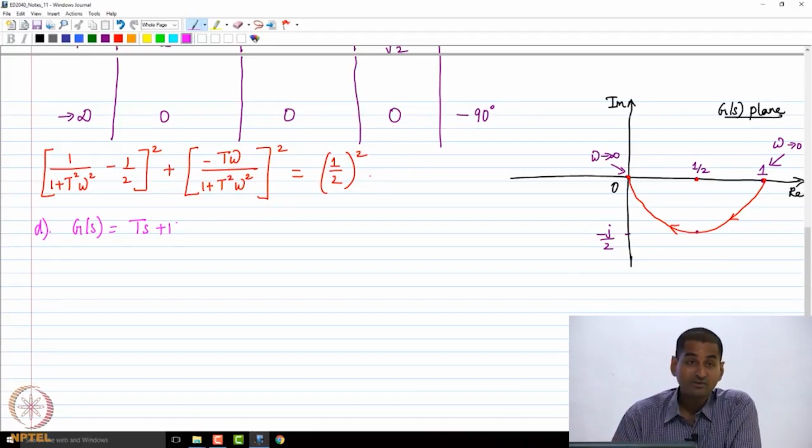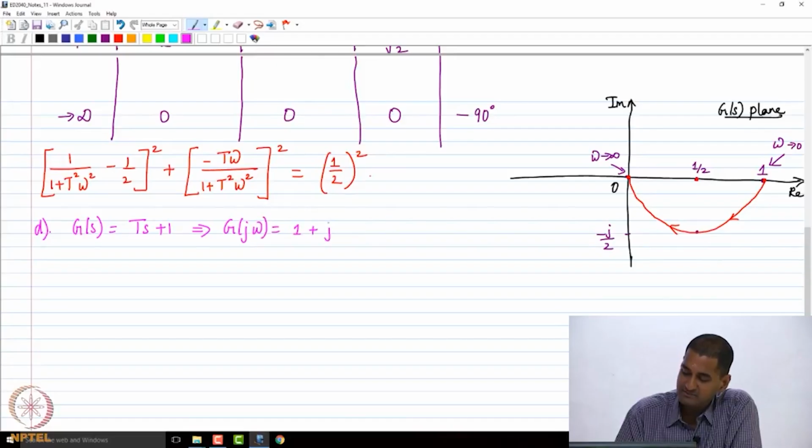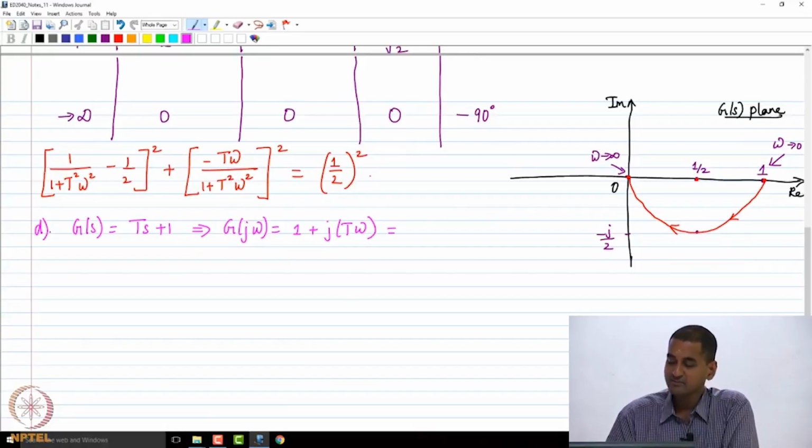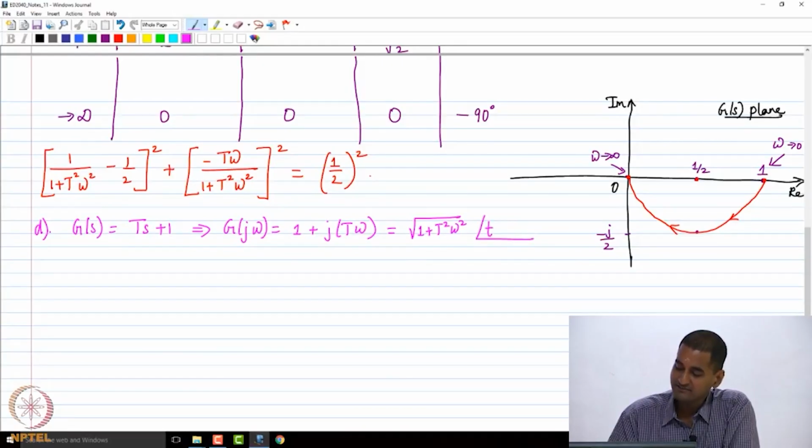Okay, so now let's see what happens in the Nyquist plot. So this is g of s. So what happens to g of j omega? It is essentially 1 plus j times t omega. So this will give me the magnitude as root of 1 plus t squared omega squared, and the phase is going to be just tan inverse of t omega.